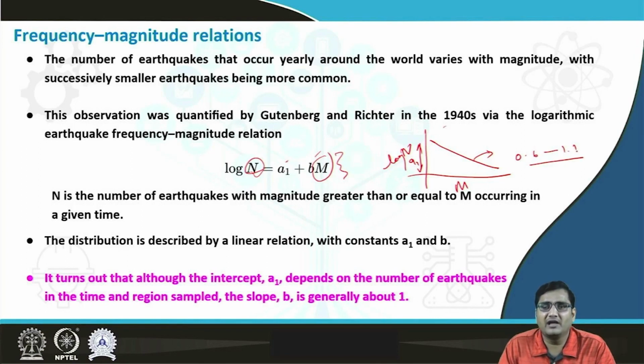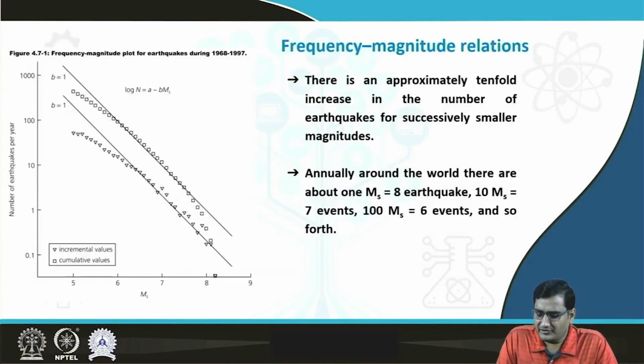So when you have a higher value of b, or a higher slope, it means the stress in the region is smaller, and if you have a lower value of b, that means the stress in the region is higher. And a depends on the number of earthquakes in the time. So there is an approximately tenfold increase in the number of earthquakes for successively smaller magnitudes.